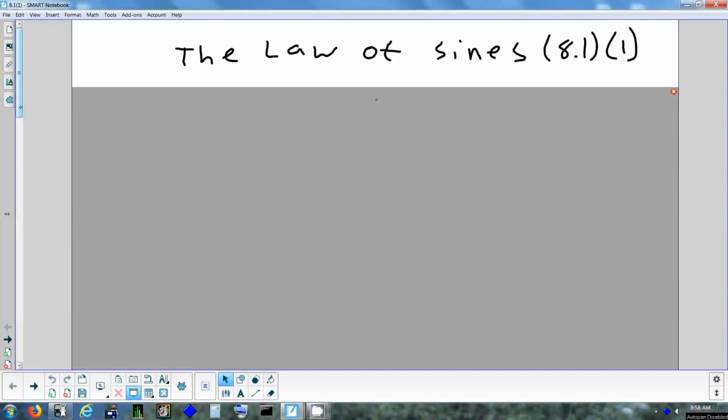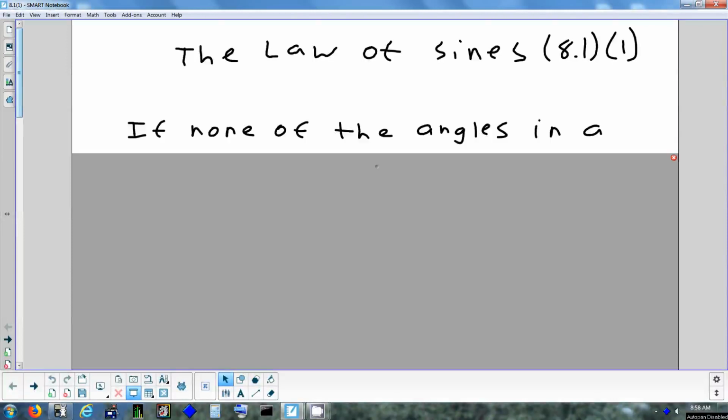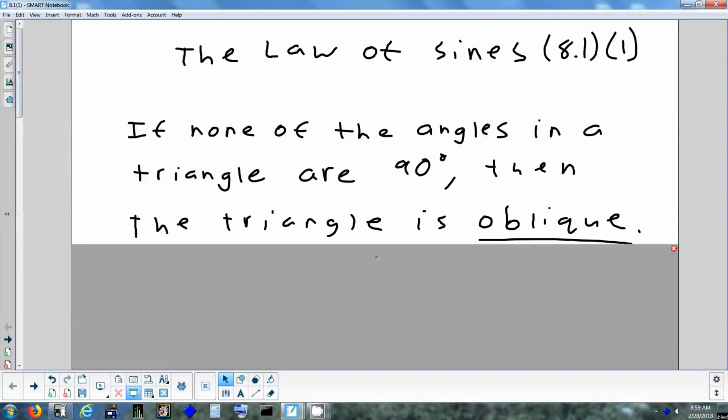Alright, the last section for this week is section 8.1. Okay, we'll split it up into 2 days. Basically the goal here is we're going to be working with triangles that don't have 90-degree angles. Okay, and we're going to solve them.